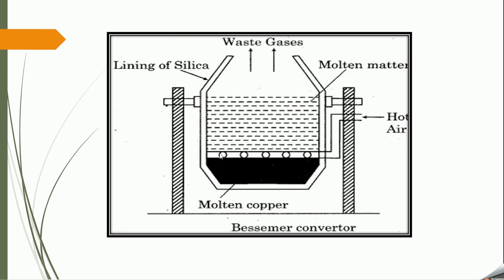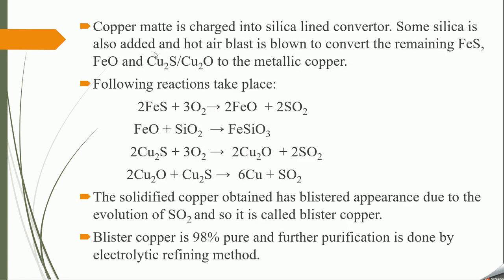Now let's see the reactions taking place in the Bessemer converter. See here, copper matte is charged into the silica lined converter. Some silica is also added, which acts as a flux, and a hot air blast is blown to convert the sulfide or oxide form of copper into metallic copper. The following reactions take place here.